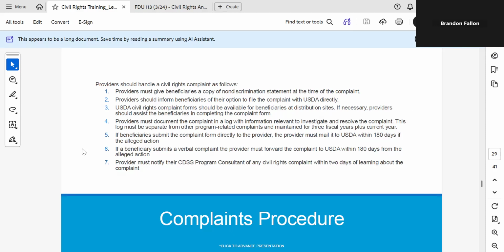Providers must document the complaint in a log with information relevant to investigate and resolve the complaint. This log must be separate from other program-related complaints and maintained for 3 fiscal years plus the current year. If beneficiaries submit the complaint form directly to the provider, the provider must mail it to the USDA within 180 days of the alleged action. If a beneficiary submits a verbal complaint, the provider must forward the complaint to the USDA. Providers must notify their CDSS program consultant of any civil rights complaints within 2 days of learning about the complaint.